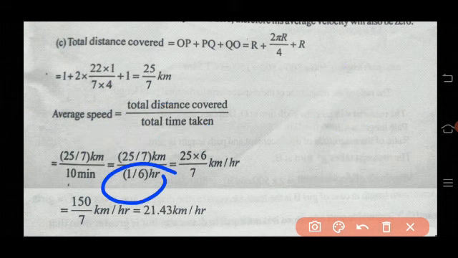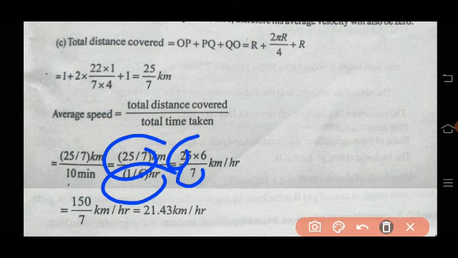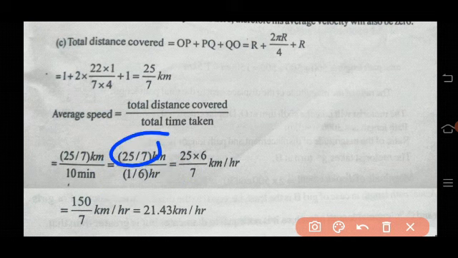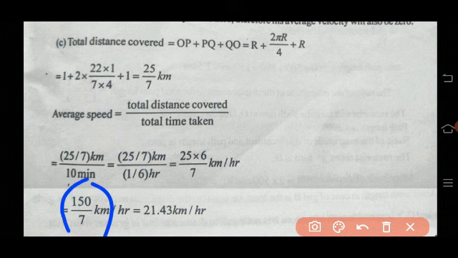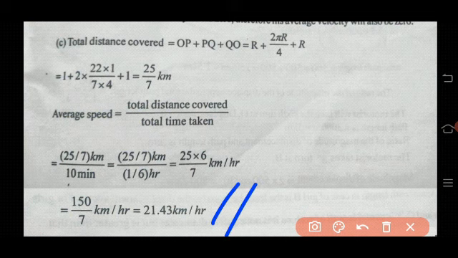If you solve, the denominator becomes reciprocal and is multiplied with the numerator. So 25 by 7 into 6 by 1. Just multiply by the reciprocal and you will get this answer: 150 by 7 kilometer per hour, or 21.43 kilometer per hour. So this is the required result.